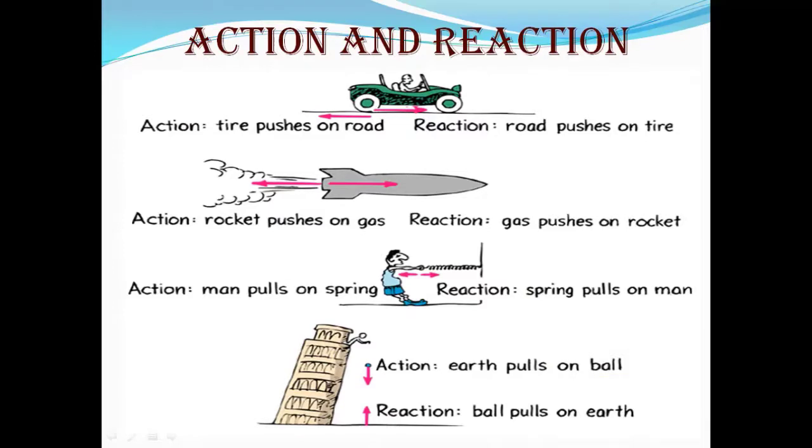Here are different examples where we can see the car. Suppose the car tire pushes on the road, the road pushes on the tire. You can see here in this picture, this is the example of the rocket we have just seen. And also if a man pulls on a spring, the reaction of that is the spring pulls on the man. And in another case, where the earth pulls the ball down, the ball pulls on the earth. So these are the different examples of Newton's third law in relation to action and reaction forces.